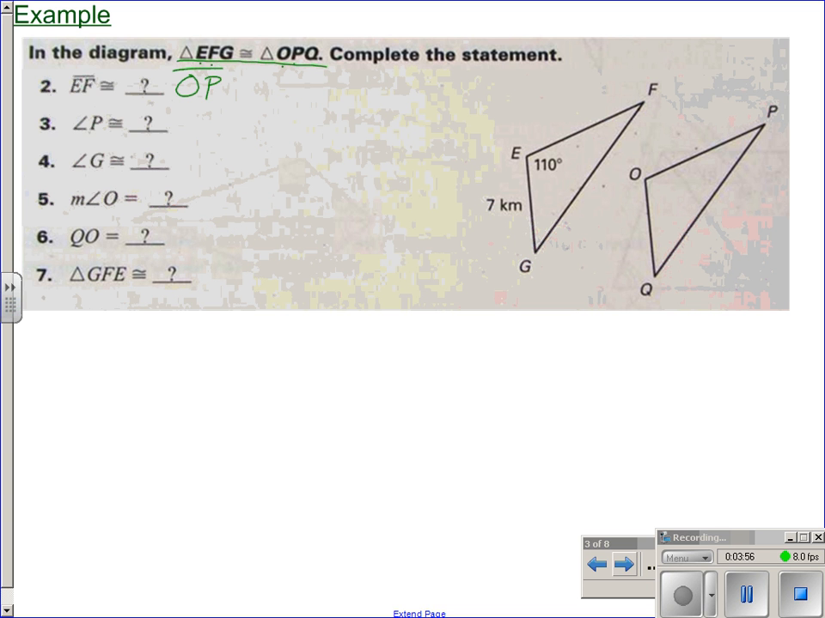Angle P. P is the second letter, so we have to go with the second letter. So that's going to be angle F. Angle G, that's our last letter in the first triangle, so we go with the last letter. So angle Q.